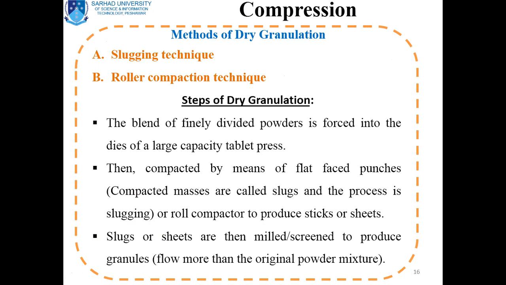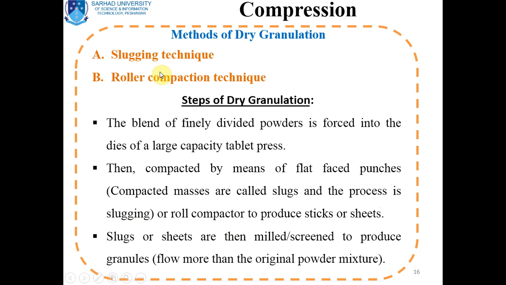Now, methods of dry granulation include the slugging technique and the roller compaction technique that I have told you earlier. Some prominent steps for dry granulation: the blend of finely divided powder is forced into the dies of a large capacity tablet press, then compacted by means of flat press punches. Compacted masses are called slugs, and the process is called slugging.